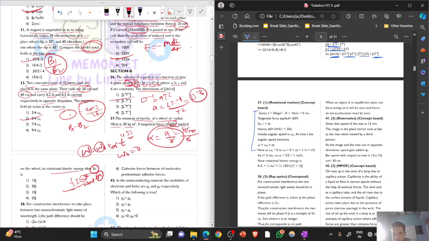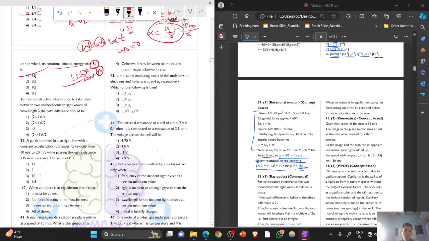You can see the solution here. By putting t equals to 5 and omega of this, you can calculate the kinetic energy that will come out to be 15 joules. It's again a formula based question. You can see in the NEET paper, you just need to understand the application of formula.